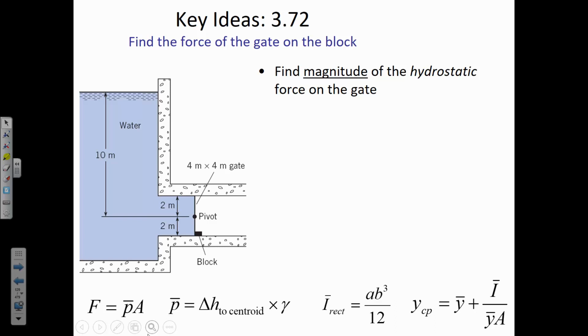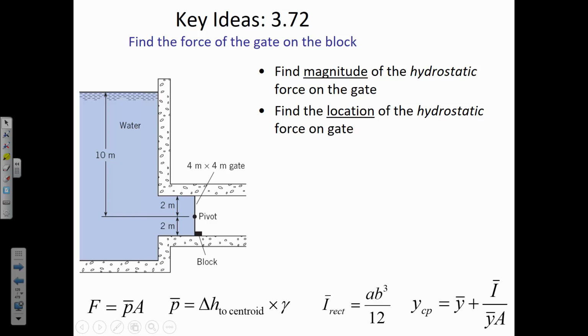And the area moment of inertia for a rectangular gate, that's easy enough to look up. And now the next thing you'll need to do after finding the magnitude of the hydrostatic force is the location. And the location of the force, you're going to have to start by finding the y bar. Anybody refresh our memory on the definition for what y bar is?